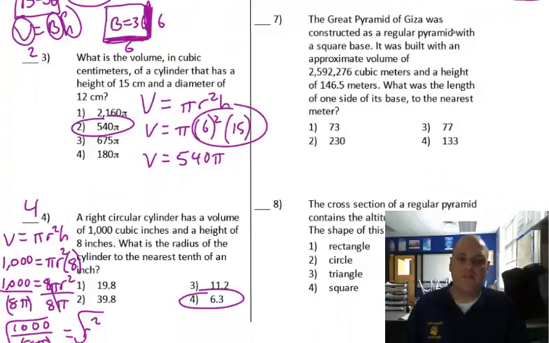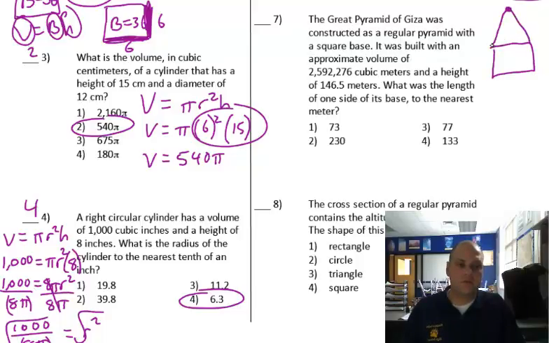The Great Pyramid of Giza was constructed as a regular pyramid with a square base. So we have a square pyramid. It was built with approximately a volume of 2,592,276 cubic meters and a height of 146.5. So they give us the height and they give us the volume. What is the length of one side of its base? This is a tricky one.